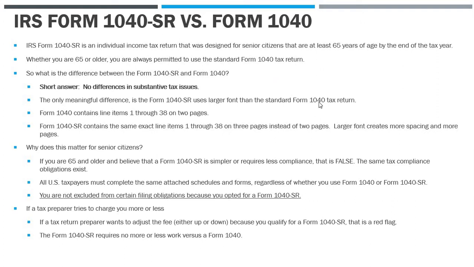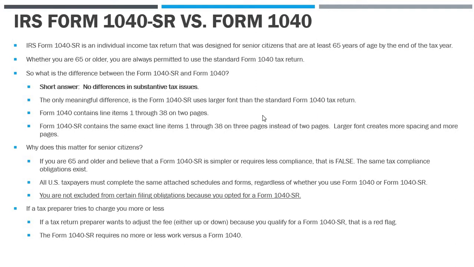Well, the 1040-SR, it's an individual income tax return that's designed for senior citizens. So you have to be at least 65 years of age by the end of the tax year to be able to file this form. So if you turn 65 at any point during the tax year, you can file it. Now, whether you're 65 or older, you're always allowed to use the other version, right? So you can always file a Form 1040 even if you're 65 or older. So if you're 80 and you still want to file a Form 1040, you can do that.